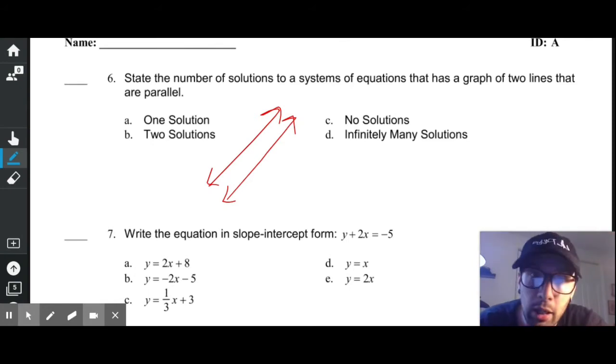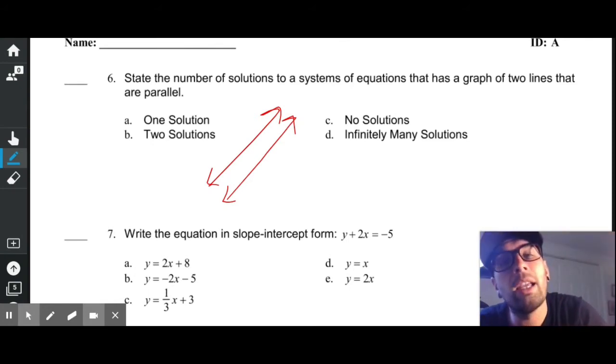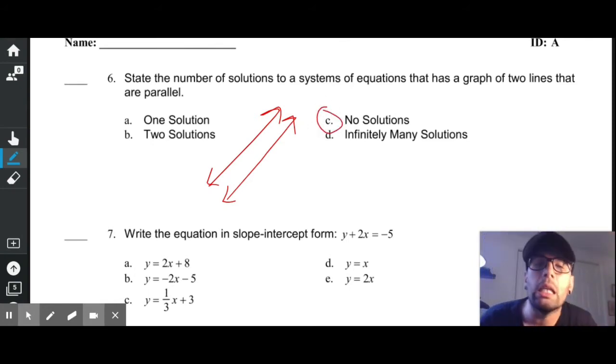And if they never intersect, you're not going to have any answers. So this is going to be a big C, no solutions. Parallel lines intersect never. So no solutions.